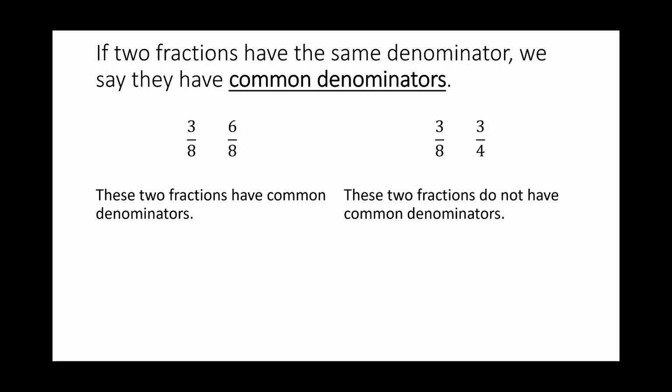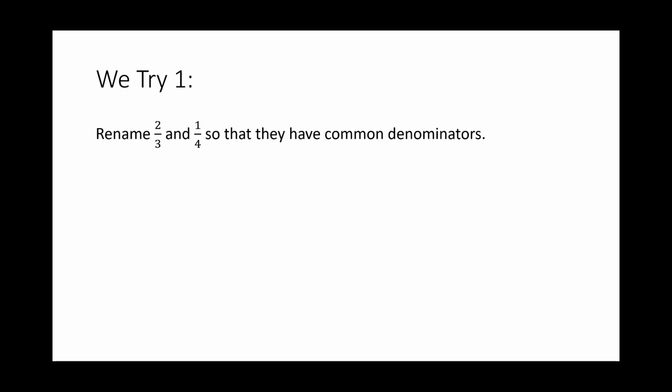If two fractions have the same denominator, we say they have common denominators, like these on the left. These are common denominators. 8 and 4 are not the same, so they are not common denominators. Why do we care anyway? Well, we'll get into that. So let's do this one first. Rename 2/3 and 1/4 so that they have common denominators.